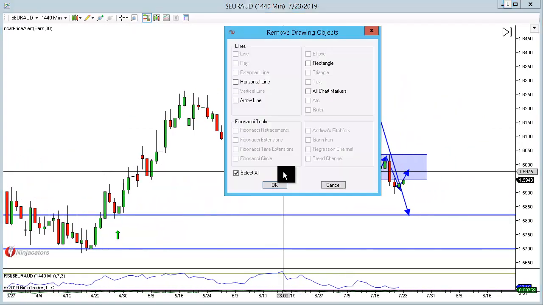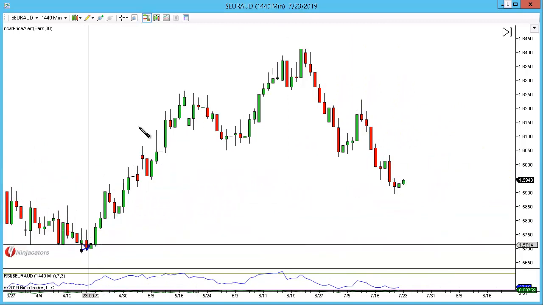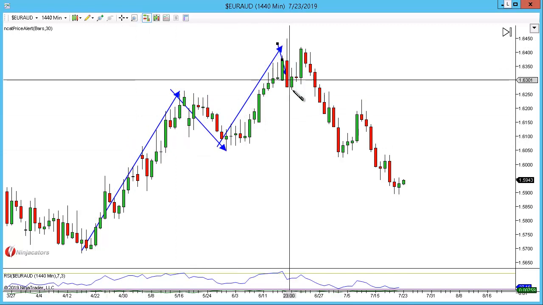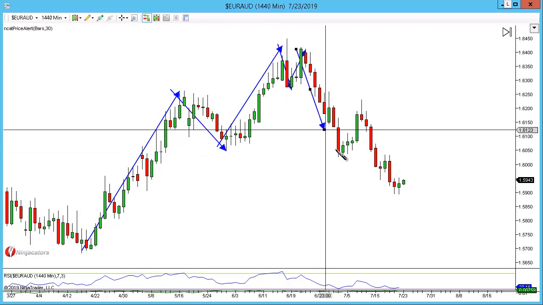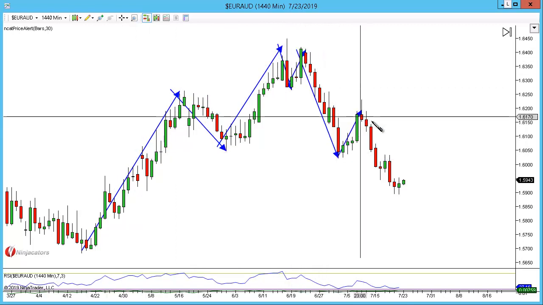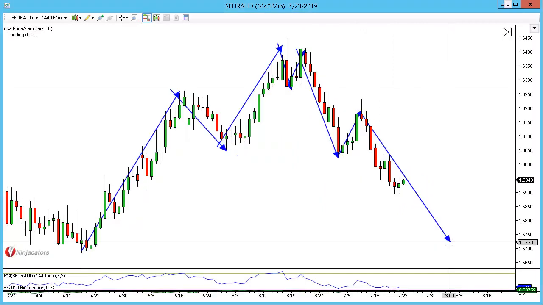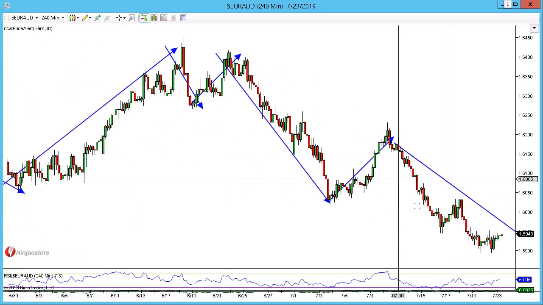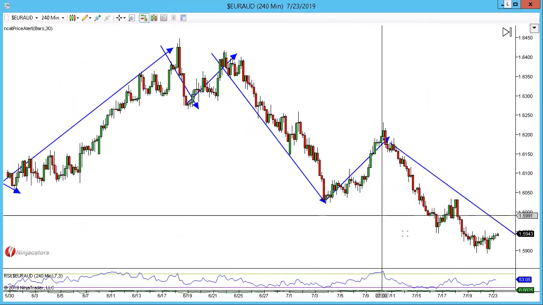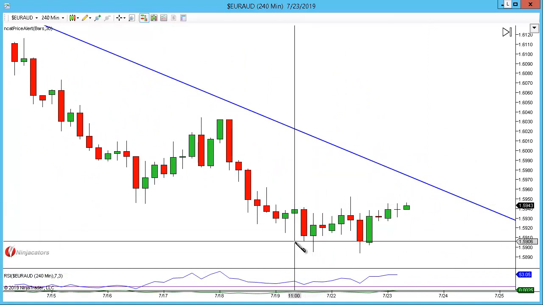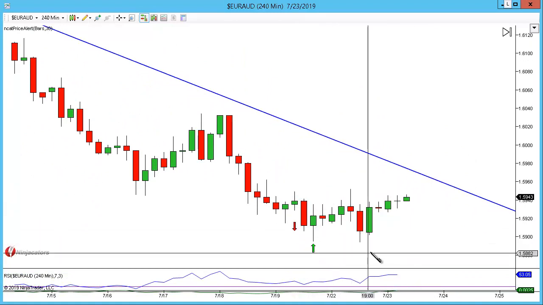So the Euro Aussie, we're still looking short based on this lovely double-headed head and shoulders. However, we are at a point where we could see some relief, and I'm going to drop down to the 240, and that relief is this little retest down here, this double bottom.